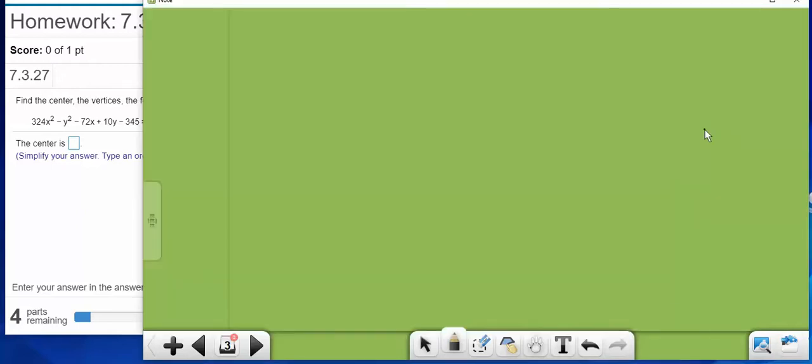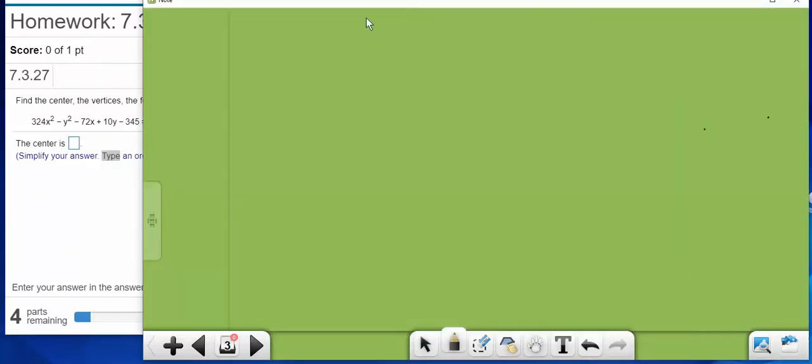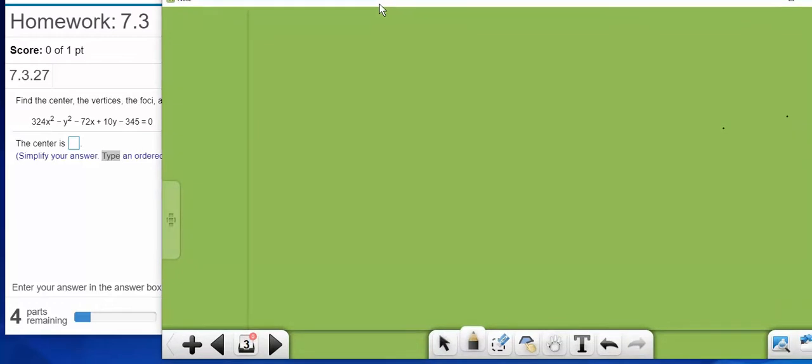7.3.27. Find the center, the vertices, the foci, and the asymptotes, and then draw the graph. So all the same stuff we've been doing. Okay, one more time. We want to get it in standard form, so let's do the x squared, 324x squared minus 72x minus y squared plus 10y. Add 345 to the other side, to both sides, and then it ends up on the other side.